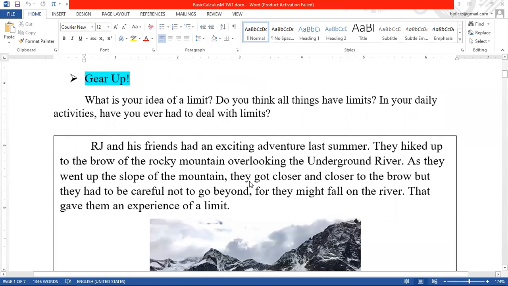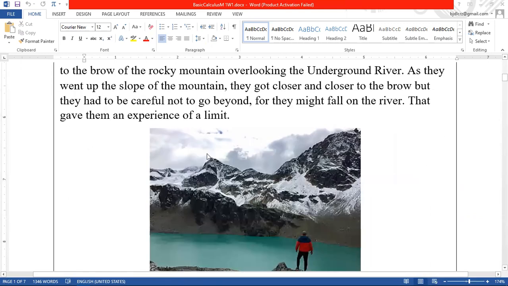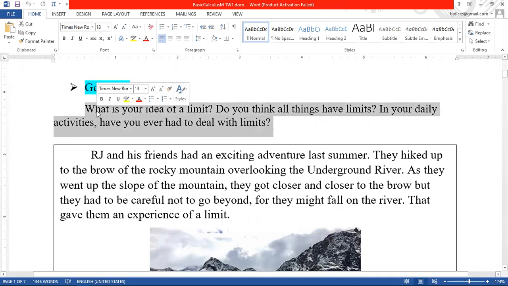Okay, for your gear up, what is your idea of a limit? Do you think all things have limits? In your daily activities, have you ever had to deal with limits? So before you proceed to the next page, I want you to reflect first. I want you to answer this question. What is your idea of a limit?